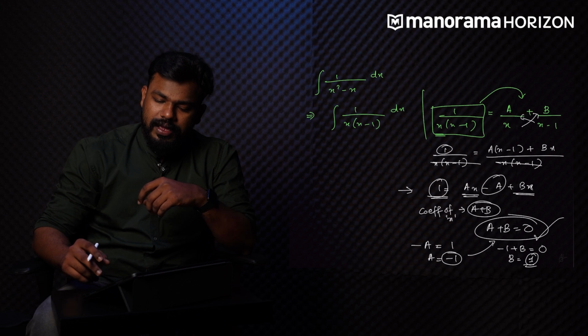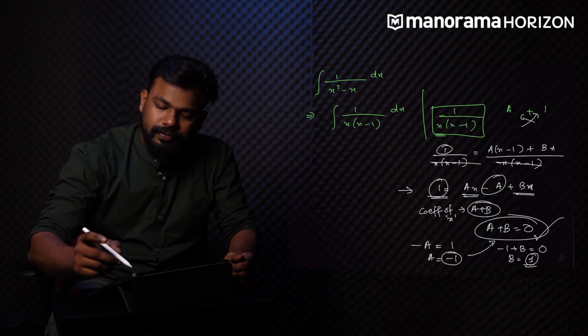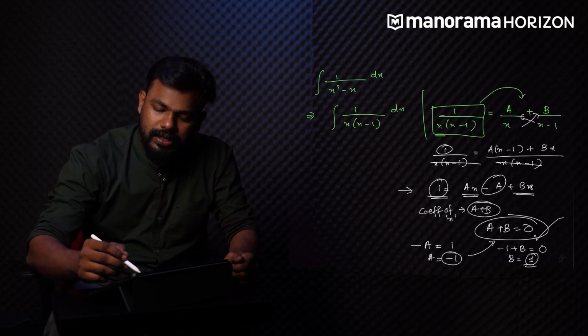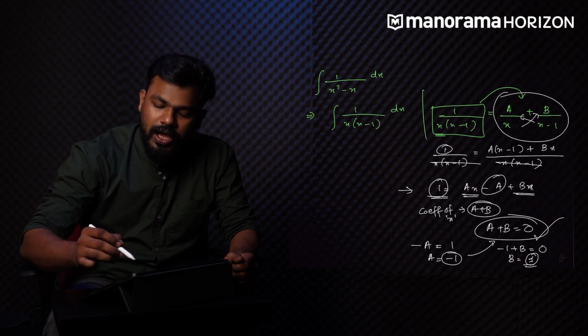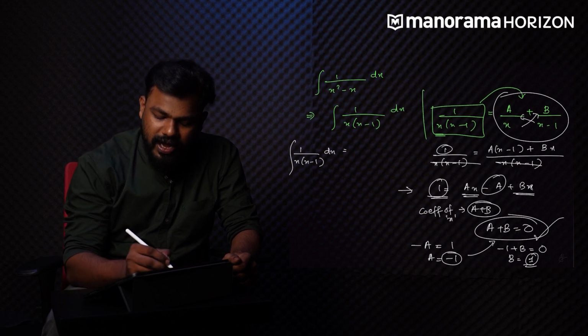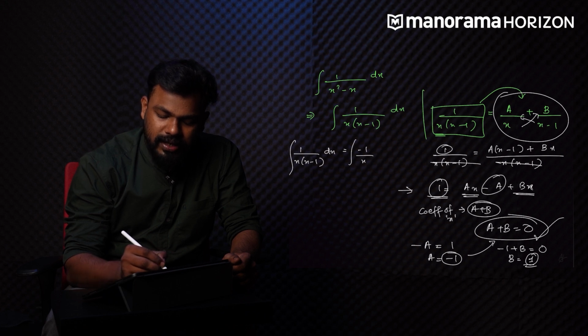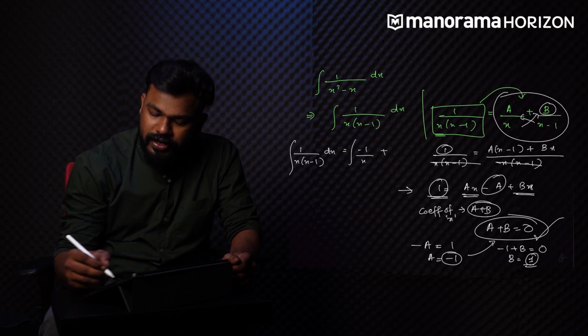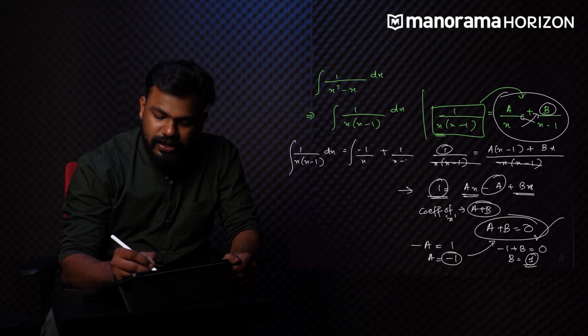Can we go back to this one? Yes. So when you go back to this one, you can put this as 1 by x into x minus 1 dx. You can also write it as a by x, what is a? Minus 1 by x plus b by x minus 1. What is b? We got it as 1. So 1 by x minus 1 dx.